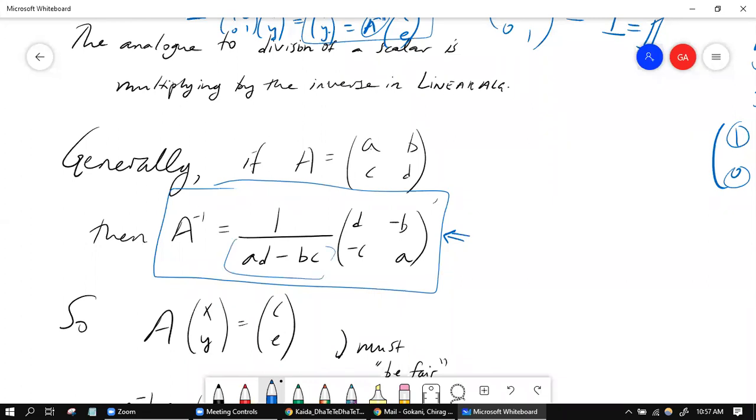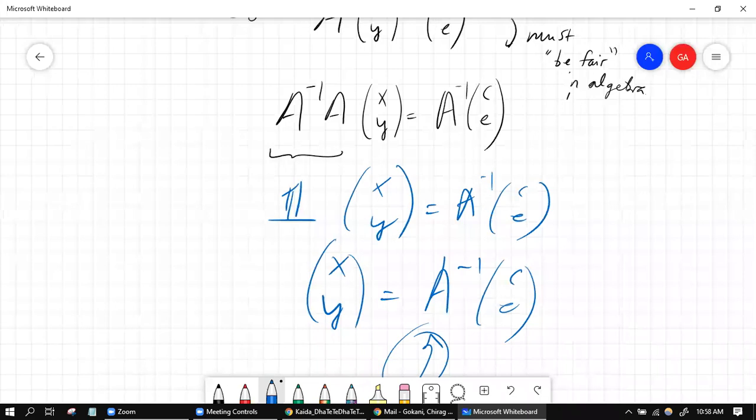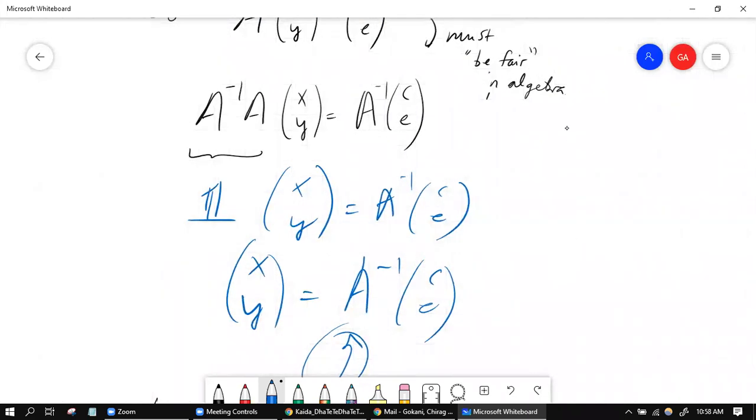That's what is in the denominator here. Then you would flip these two numbers, giving you D and A instead of A and D. And then you would put minus signs on these numbers. Yes? So just take this as a fact for now.